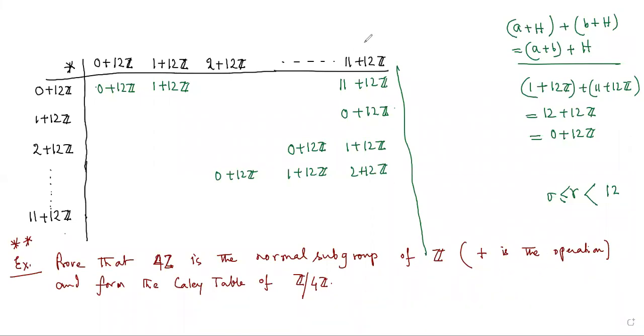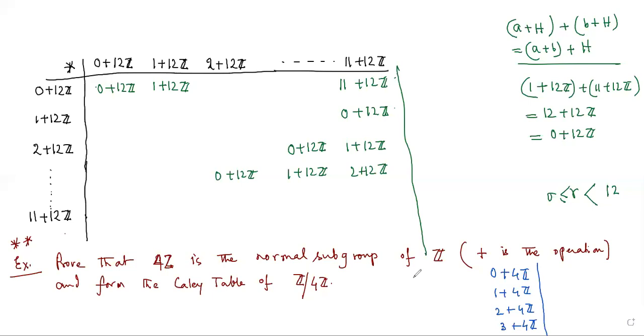One element, you can easily calculate in your mind, will be 0 + 4Z, another element will be 1 + 4Z, another element will be 2 + 4Z, another element will be 3 + 4Z. Probably you have already guessed. Now, whenever we are forming the Cayley table, it will be a 4 by 4 matrix. The order of the table will be 4 by 4.